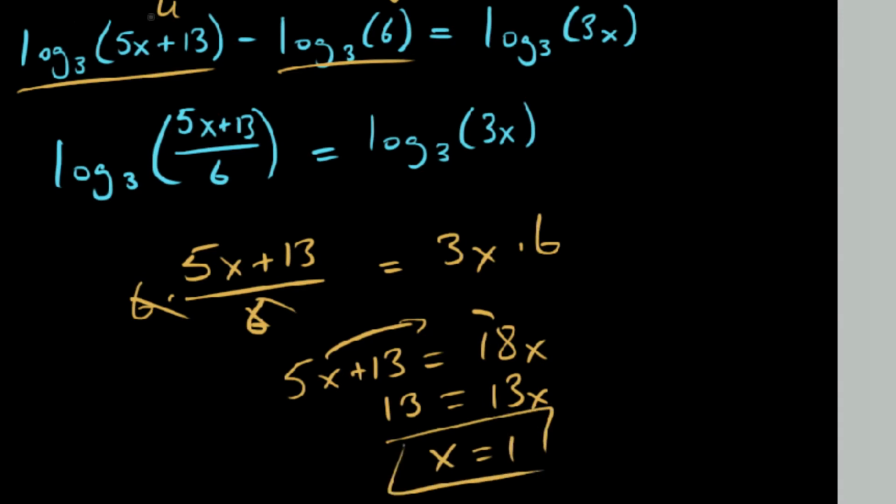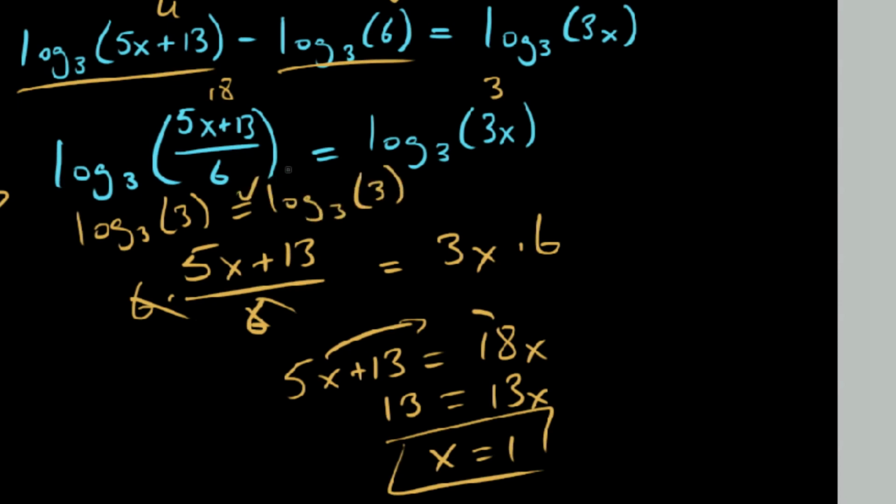If we plugged a 1 back up here, in this second expression, we'd say 5 times 1 plus 13, so 5 plus 13 is 18 on top over 6. And then over here, if we put a 1 in, we'd get 3. So we say 18 over 6, well, that reduces down to 3. So this would have been log base 3 of 3 is equal to log base 3 of, over here we would have gotten 3, and that checks out. So a few quick examples on how to solve some logarithmic expressions.